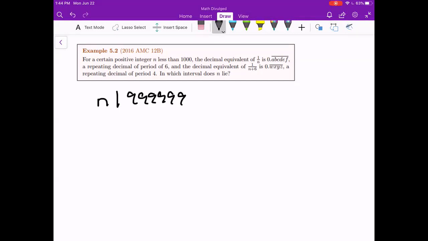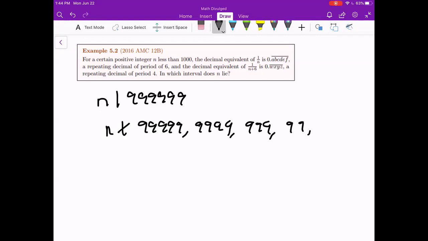And also, n cannot divide 99999, 9999, 999, 99, or 9. The reason for that is because if it did, then the decimal would not repeat every 6 digits, but rather every 5, 4, 3, 2, or 1. So therefore, n must satisfy these two conditions.